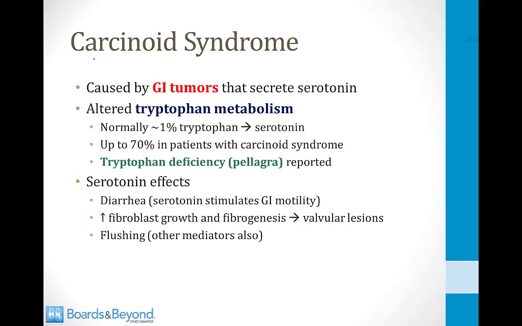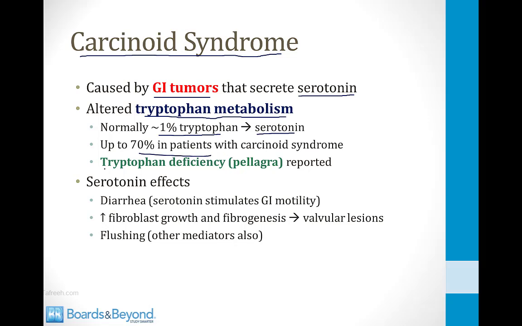An important clinical tie-in of tryptophan metabolism is the carcinoid syndrome. This is caused by GI tumors that secrete serotonin, and these tumors display altered tryptophan metabolism. Normally, only about 1% or so of tryptophan inside of cells is converted to serotonin. In carcinoid tumors, up to 70% of the tryptophan can be converted to serotonin.